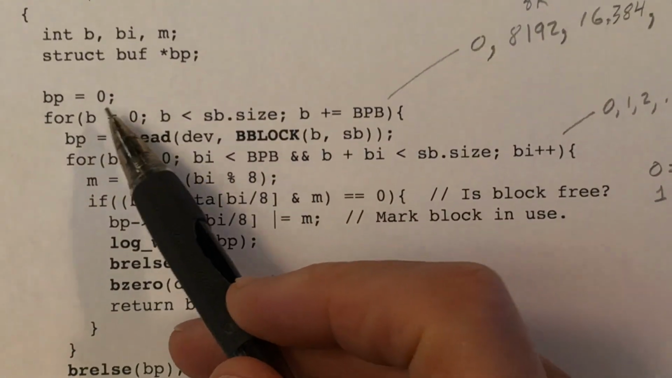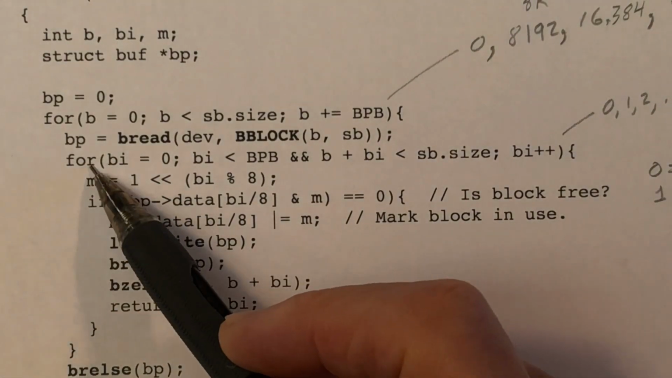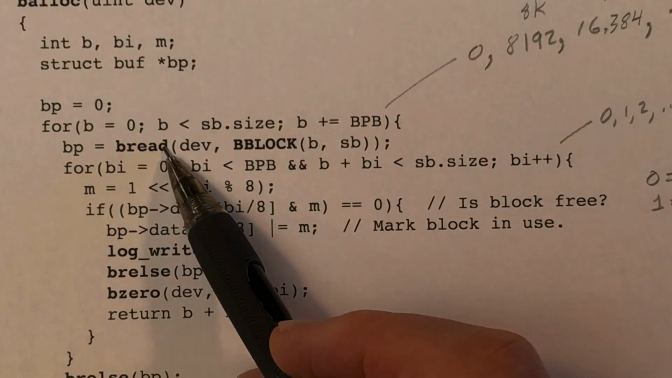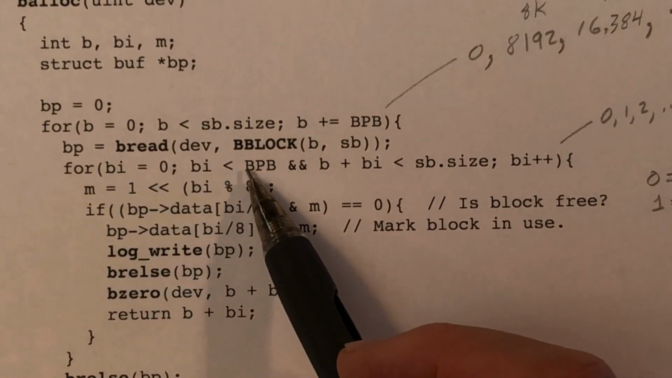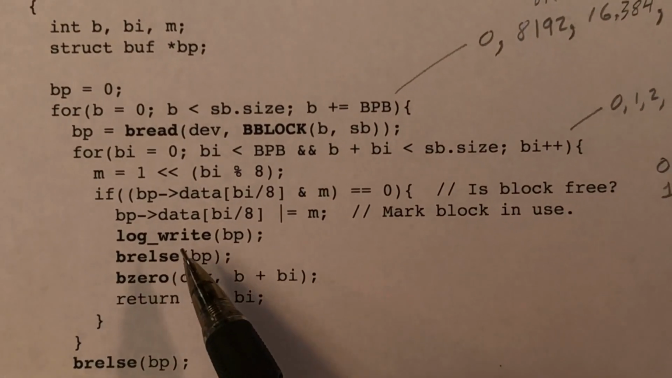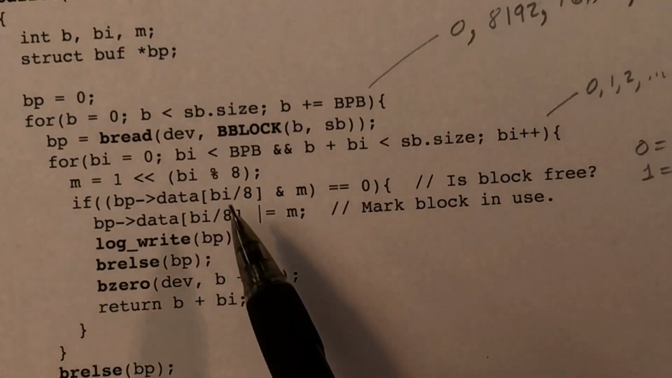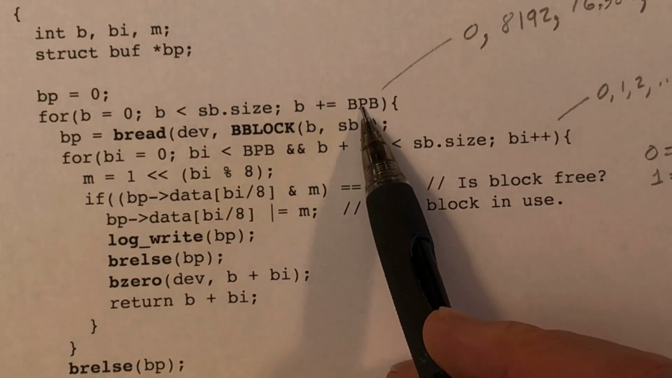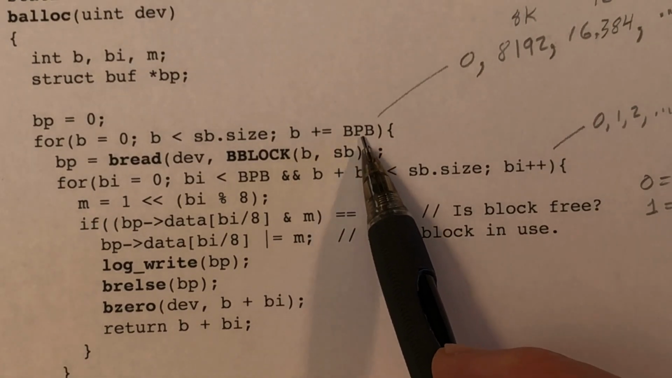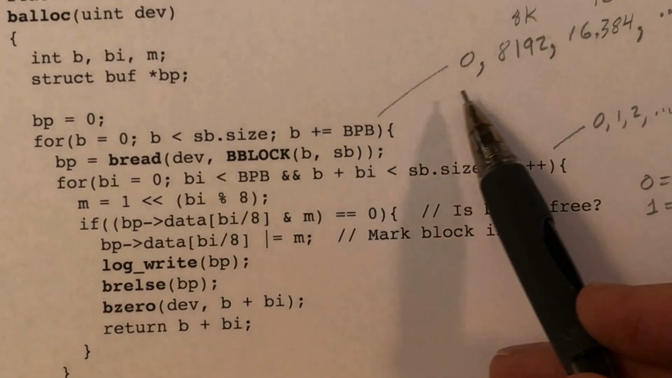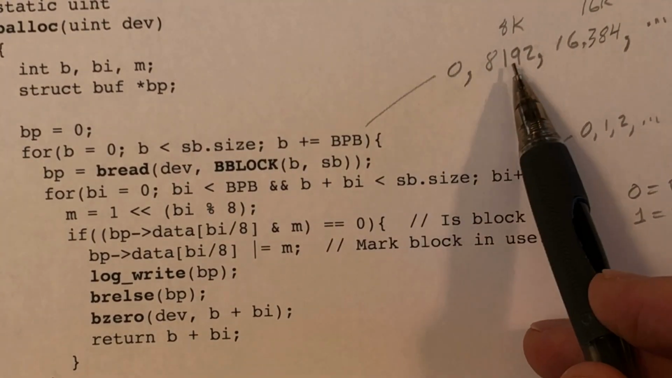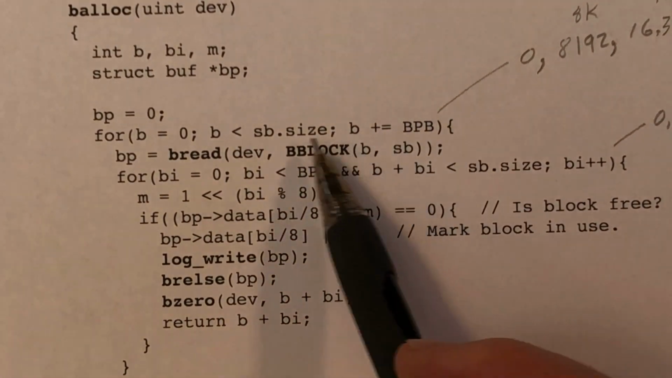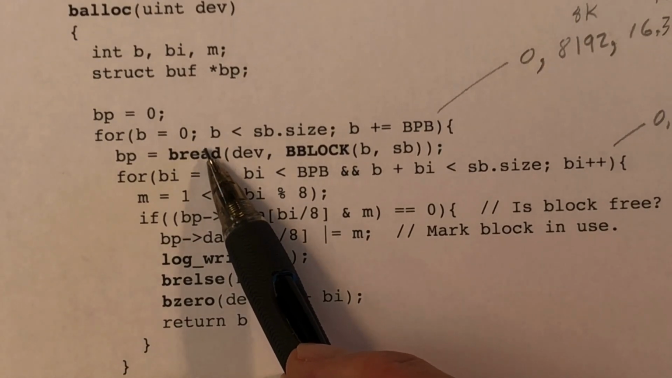Let's look at the structure of this thing. It's got two nested for loops, okay? The first one will go through the blocks, and for each block in the bitmap, it will read that block. And then the next loop will go through all the bits in the block, looking for one that is free. Here this outer loop has an index variable of b, and it's being incremented by the number of bits in a block. Well, there are 1,024 bytes with 8 bits each, so b goes from 0, and then 8k, and then 16k, and so on.